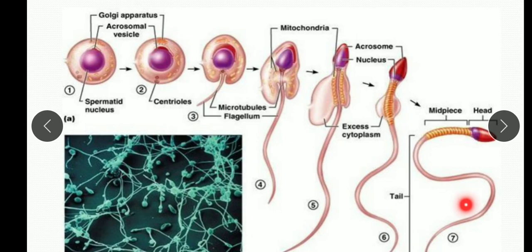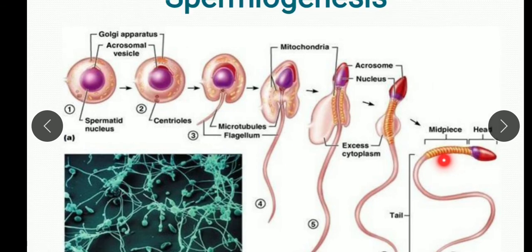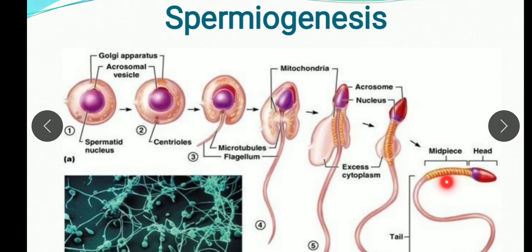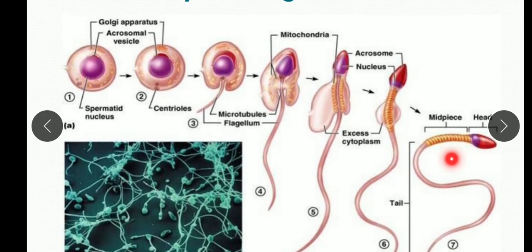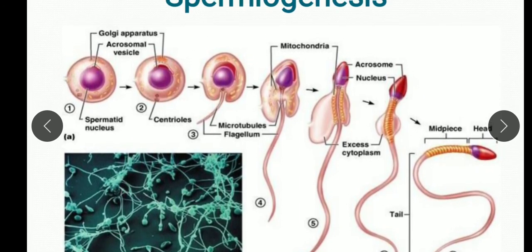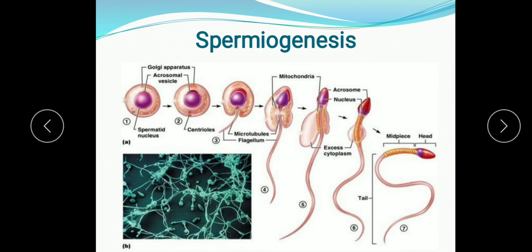After spermiogenesis, the sperm heads become embedded into the Sertoli cells to obtain nutrition. So it obtains nutrition through its head region by embedding itself in the Sertoli cells, and finally the sperms are released from the seminiferous tubule. The release of the sperm from the seminiferous tubule is known as spermiation. Understood, children? So this is spermiogenesis.